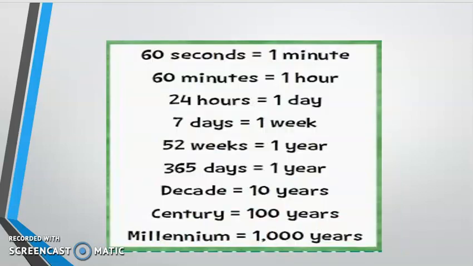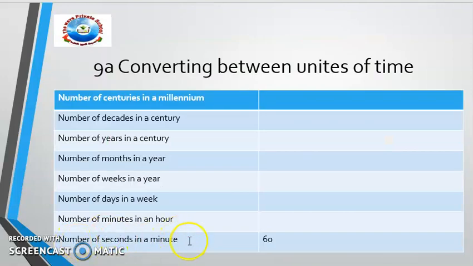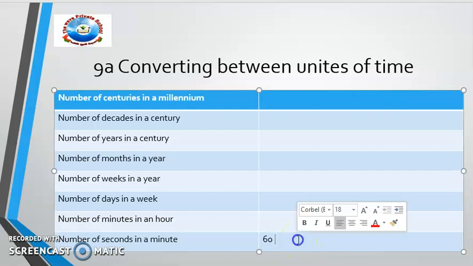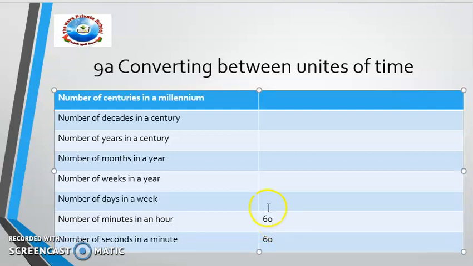So the number of seconds in a minute is 60. The number of minutes in an hour is 60. The number of days in a week is 7. Now the number of weeks in a year. Here you have to write the number of weeks not in a month, but in a year.